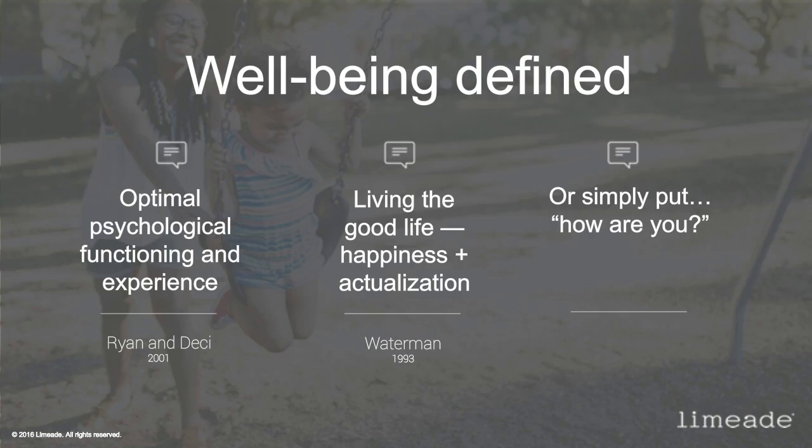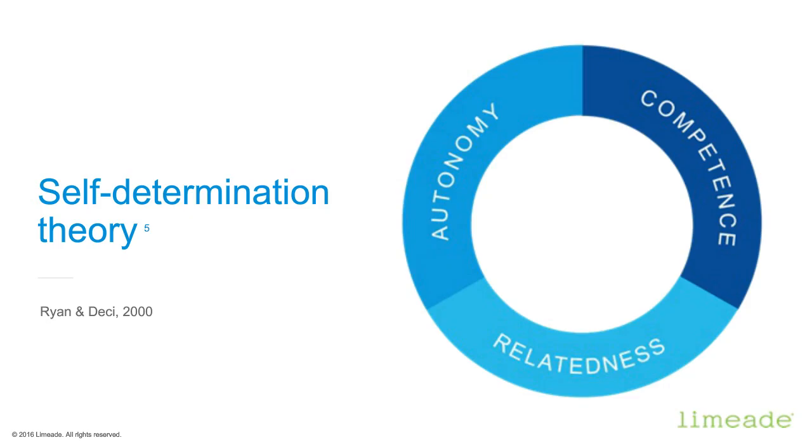So there are a couple fundamental theories behind the idea of well-being. And probably one of the most fundamental ones is this theory called self-determination theory. And what it's about is, how do people grow? How do they really stay motivated? And there are three areas that have been really well studied and well supported that say, you've got to have these things in place if you really want to have a positive life, a good life.